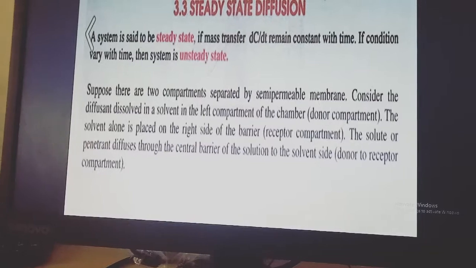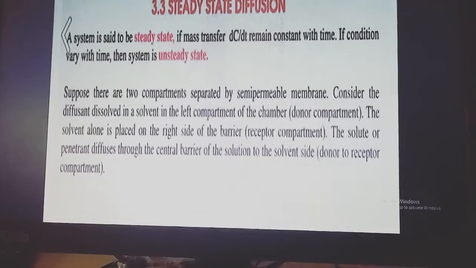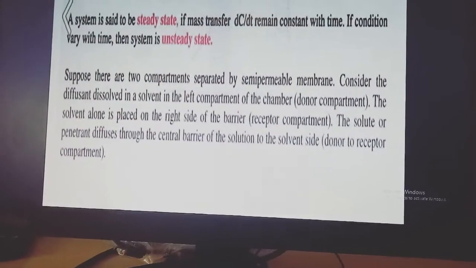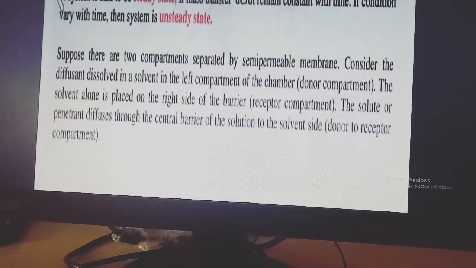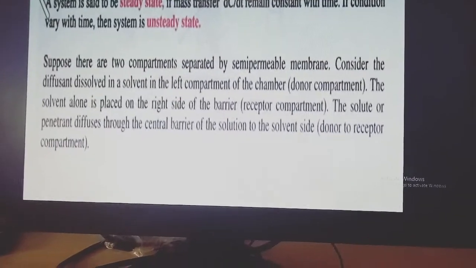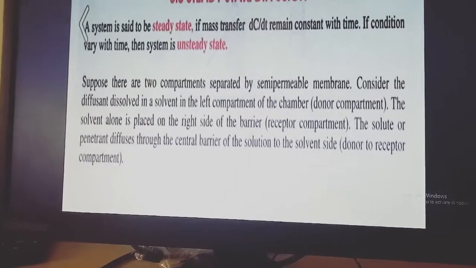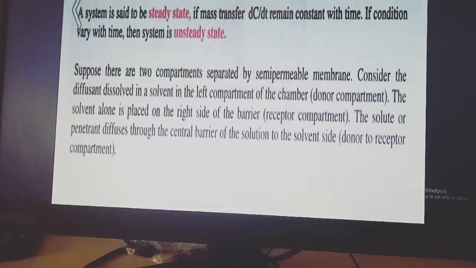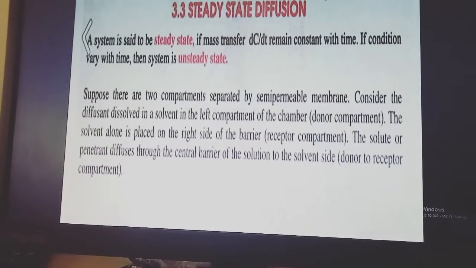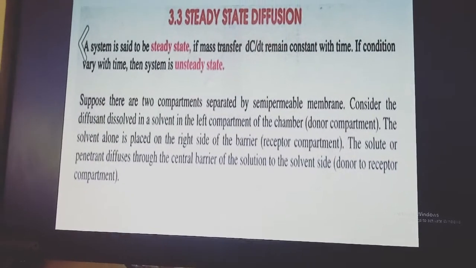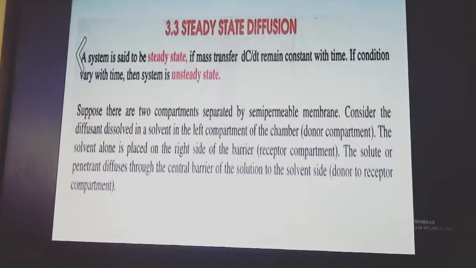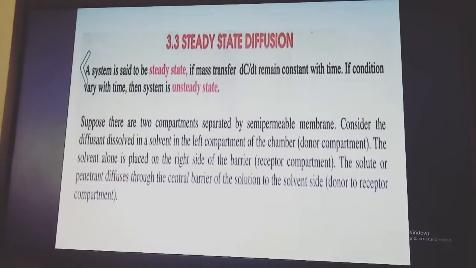Suppose there are two compartments separated by a semi-permeable membrane. Consider the diffusant dissolved in the solvent in the left compartment. Means two compartments are there, the left compartment and the right compartment. The left compartment is the donor compartment and the right compartment is the receptor compartment. These both are separated by a barrier. The diffusant is dissolved in the solvent in the left compartment, that is the donor. The solvent alone is placed on the right side of the barrier, that is the receptor. The solute or penetrant diffuses through the central barrier of the system to the solvent side. The diffusion process occurs like this.